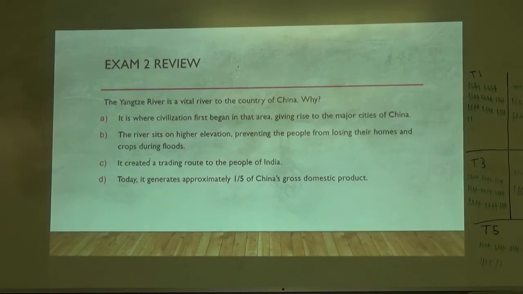The Yangtze River is a vital river to the country of China. Why? Is it A, it's where civilization first began in that area, giving rise to the major cities of China? B, the river sits on higher elevation, preventing the people from losing their homes and crops during floods. C, it created a trading route for the peoples of India. Or D, today it generates approximately 10% of China's gross domestic product.